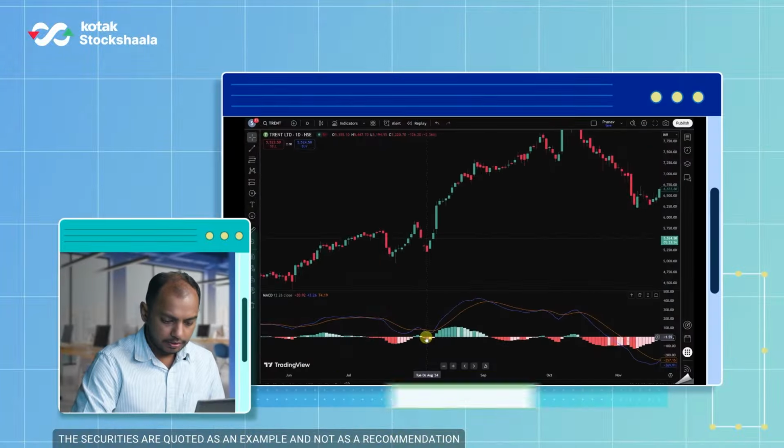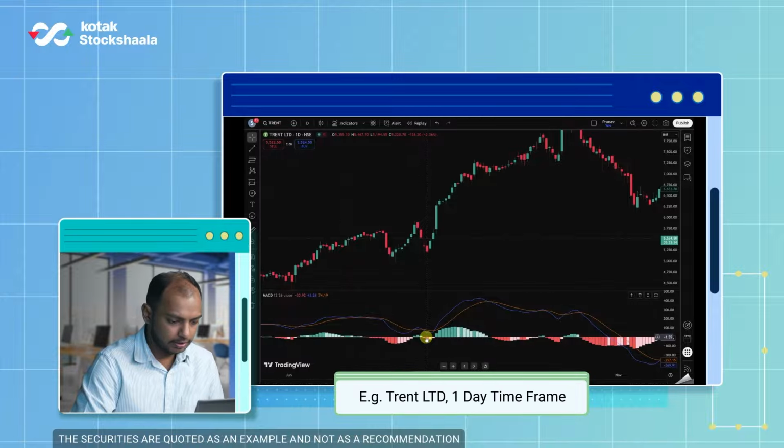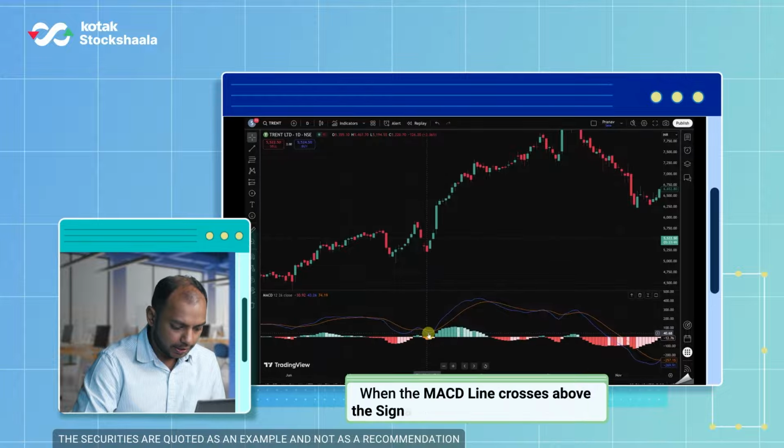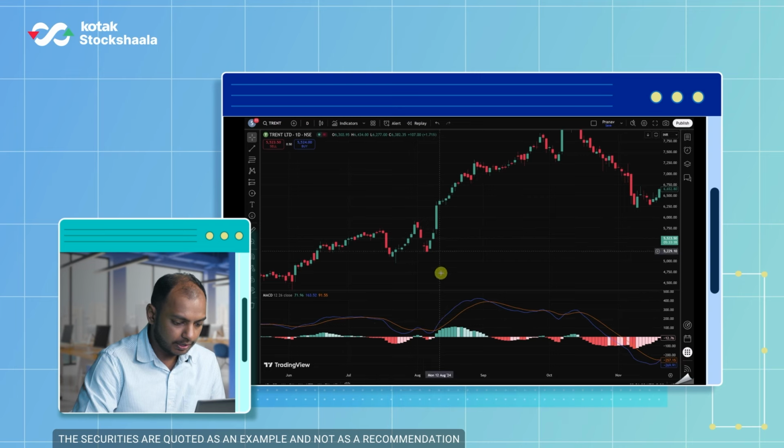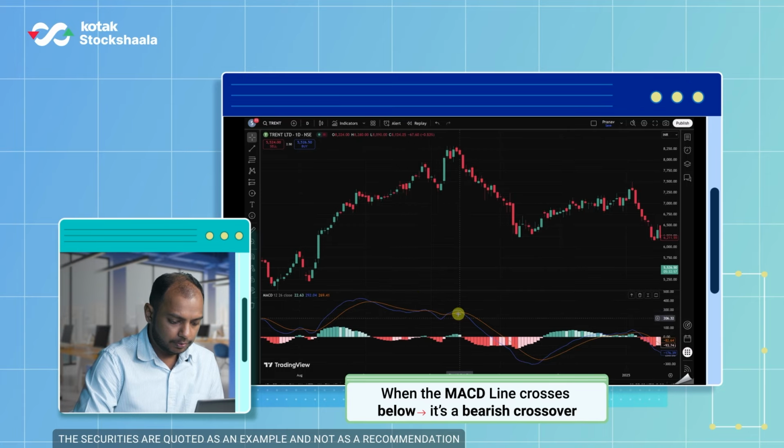So let's understand the bullish crossover as well as the bearish crossover and how it happens. For a bullish crossover, when the blue line, which is the MACD line, crosses above the signal line, that is when it indicates bullishness and it is called the bullish crossover. You can also see that as and when the MACD crossed the signal line, the charts also went bullish. Similarly, when the blue line, which is the MACD line, crosses below the signal line, it indicates a bearish signal and it is also called a bearish crossover.